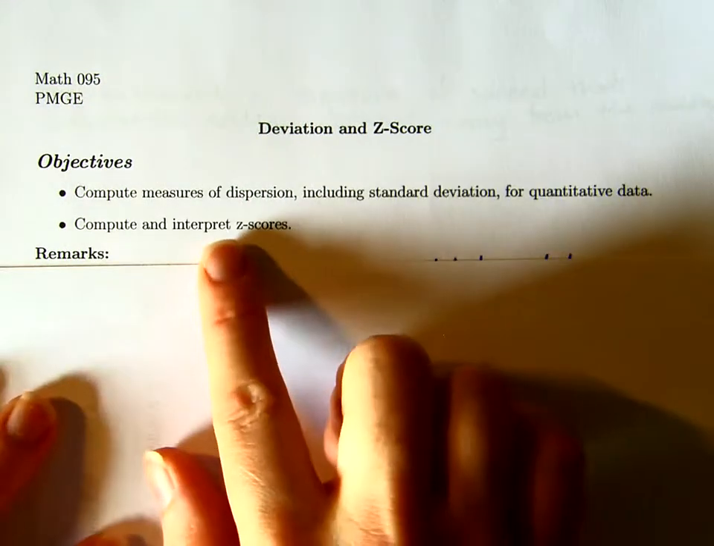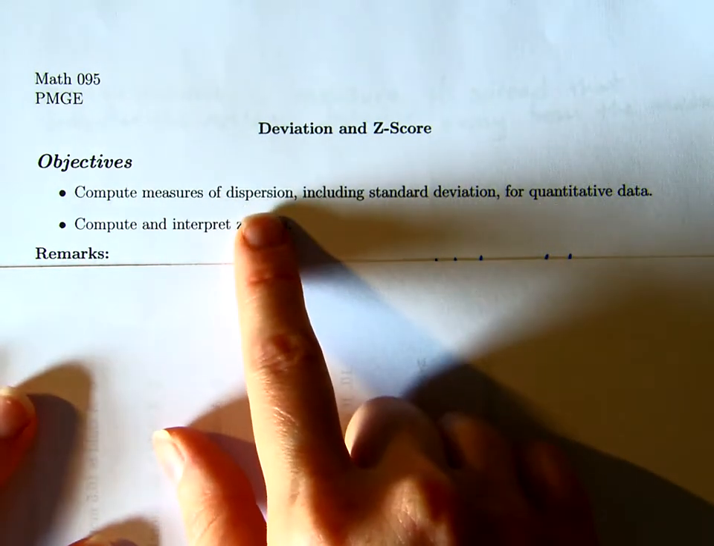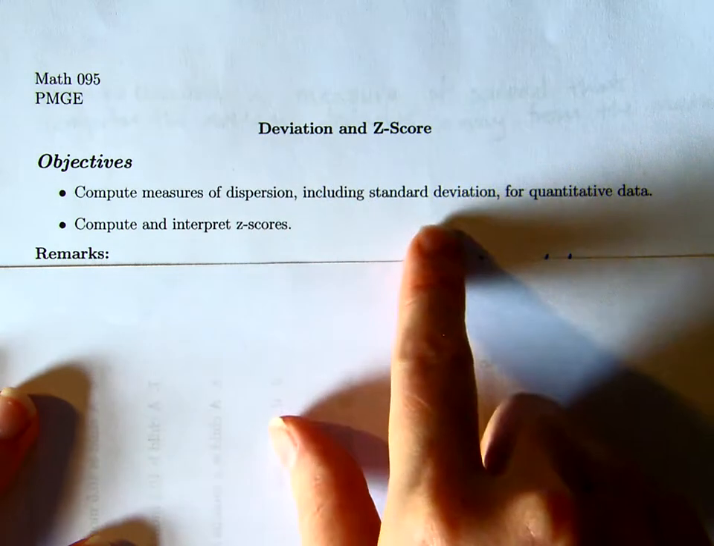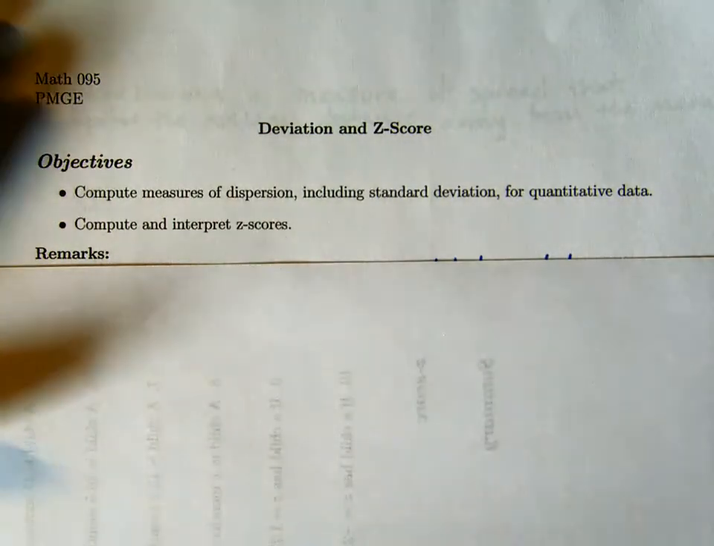So, we're going to talk about computing measures of dispersion, including the standard deviation for quantitative data. And we're going to look at z-scores. What are they? How are we thinking about them? How do we interpret them?